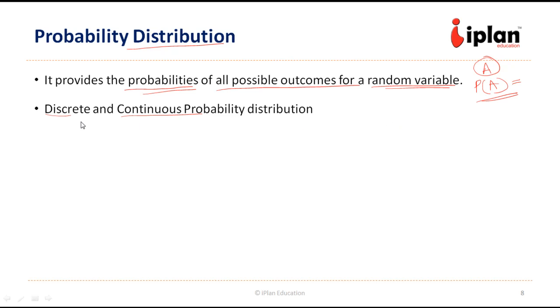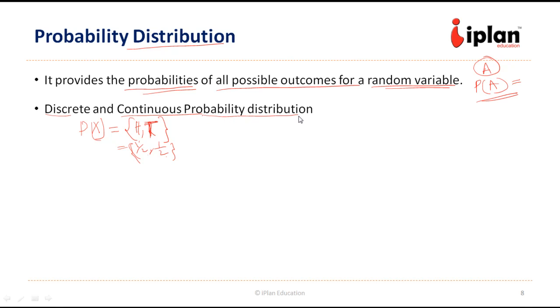So when we say we are tossing a coin, the probability of that event is given by head or tails. There are only two possibilities. So this is the probability distribution. It is giving us the probability of all possible outcomes. So it is going to be like this, 1 by 2, 1 by 2. So for head it is 1 by 2, for tails it is again 1 by 2.